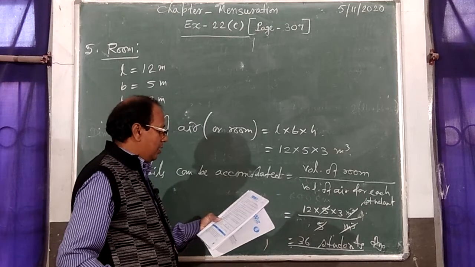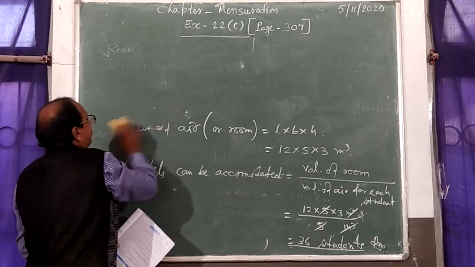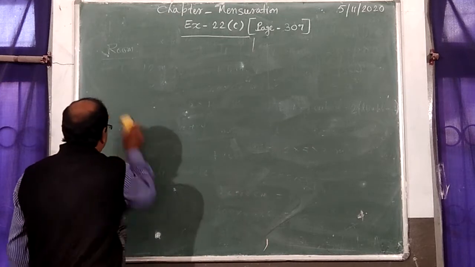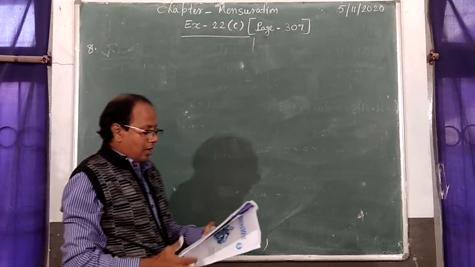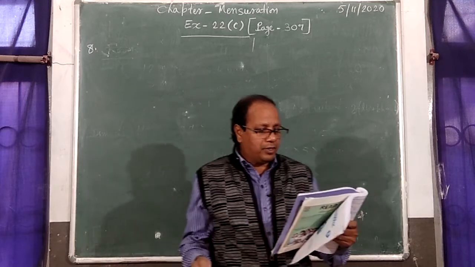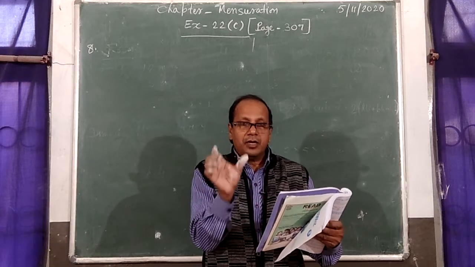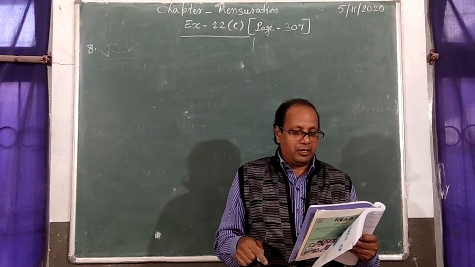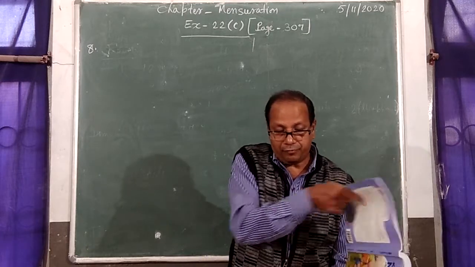Now I will be discussing here question number 8. The question is little different. Let me read out the question first. A cuboid of dimensions 10 cm by 2 cm by 2 cm is divided into 5 cubes of edge 2 cm. Our question is here, find the ratio of the total surface area of the cuboid and that of the cubes. Means that of the 5 cubes.